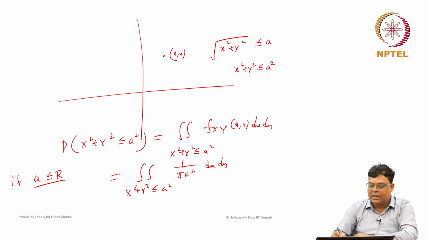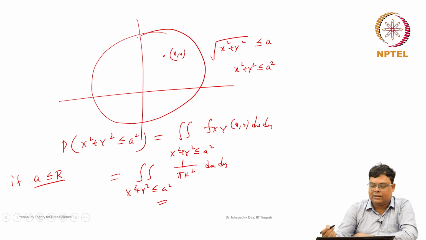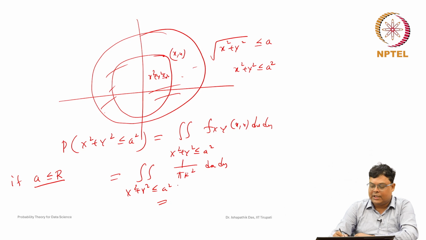Let us find out this value, because it is a constant and we know the area under x square plus y square less than or equal to a square, the area in the circle of radius r. So if your bigger circle is like this, this region is x square plus y square less than or equal to a square, and the bigger region is x square plus y square less than or equal to r square. So the area under this circle will be pi a square by pi r square, which is a square by r square.